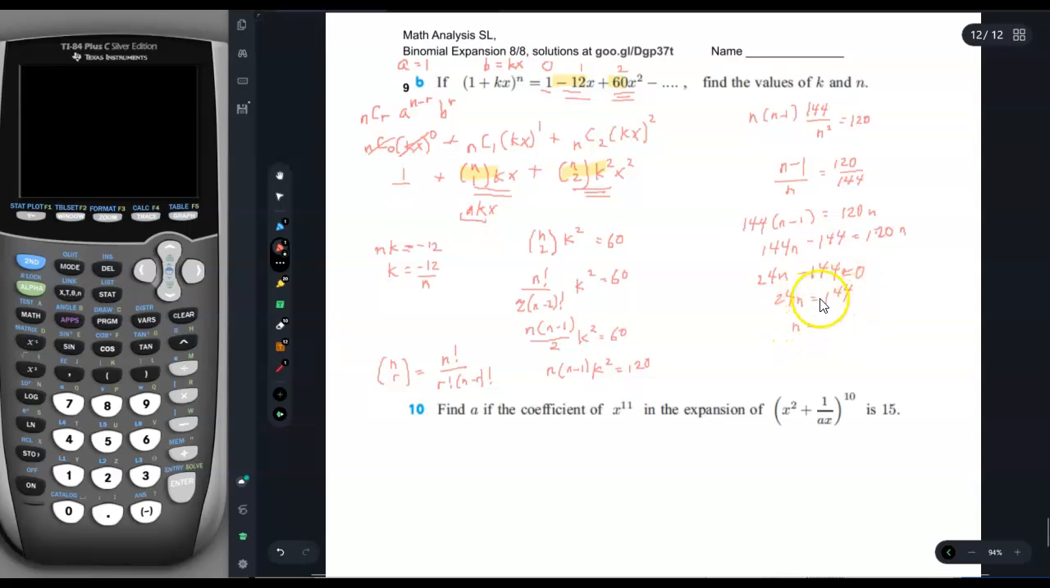And then I divide both sides by 24. 144 divided by 24 is equal to 6. If you did that in the calculator, you'd see it was 6. And there is my n value. Now to figure out the k value, we just say k equals negative 12 over positive 6, right? Because it's negative 12 divided by n. So that would be k equals negative 2. So these are the two values.